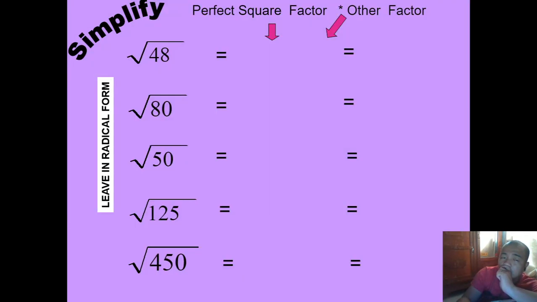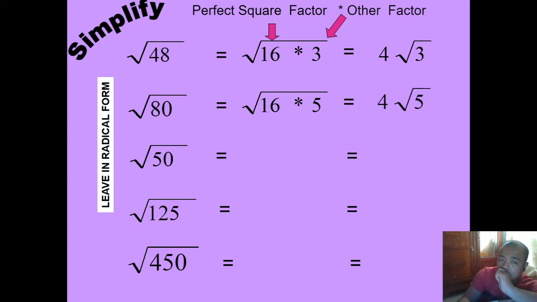So another, simplify. Square root of 48. We have 16 times 3. 16 times 3 is 48. And 16 is a perfect square factor. So that its answer is 4 square root of 3. How about square root of 80? 16 times 5 that one. So that the answer is 4 square root of 5. Square root of 50. We already answered that a while back. 25 times 2. So the answer is 5 square root of 2.